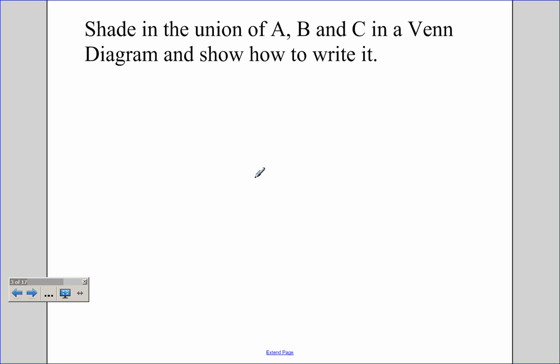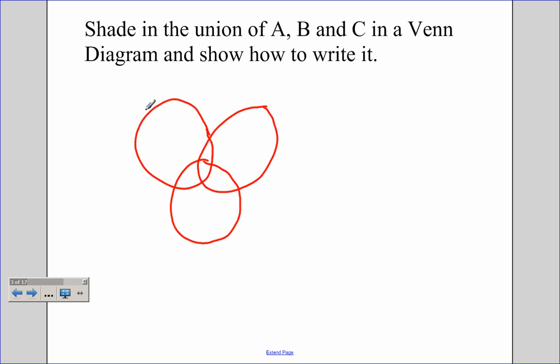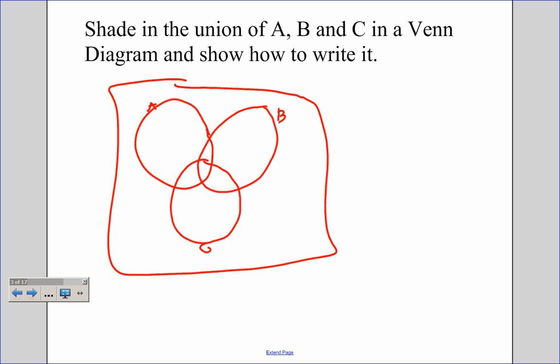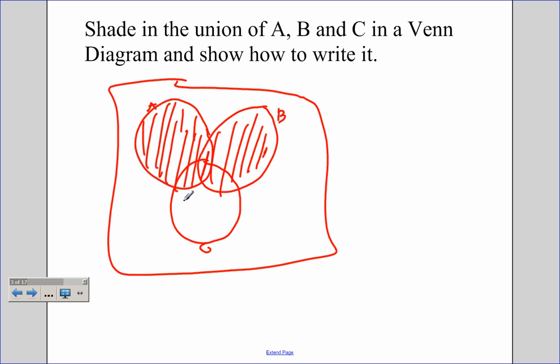Now if I want to shade the union of A, B, and C, I have 1, 2, 3, and this is A, B, and C. If I make my box around here, I shade everything in A, everything in B, and everything in C.